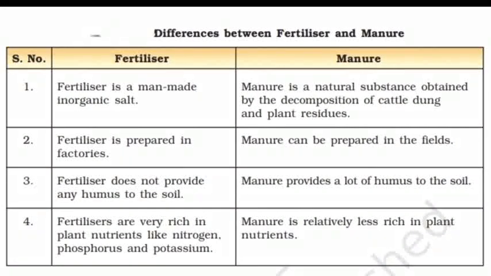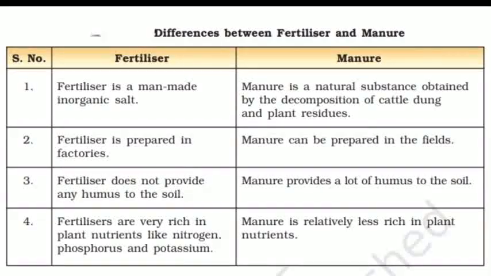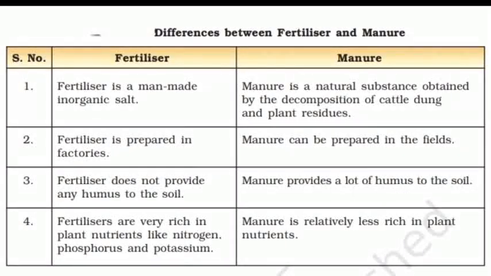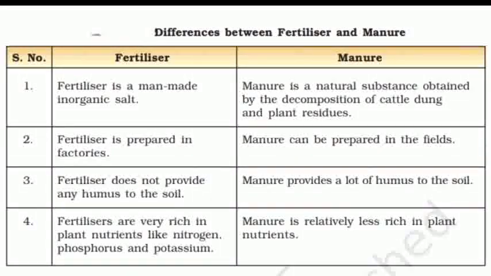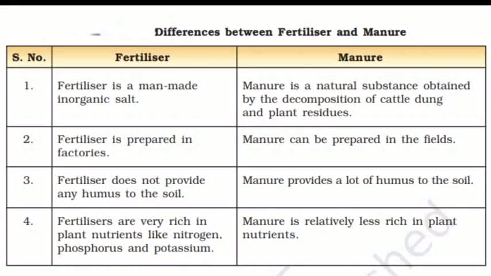Fertilizers are very rich in plant nutrients like nitrogen, phosphorus, and potassium. Basically, these are the three ingredients that are put in fertilizer. But manure is also rich in plant nutrients. It's a naturally found thing, therefore, it is natural. And there is no such concentration of nitrogen or phosphorus or potassium. It has all of its requirement in an abundant way, but no concentration of any one chemical.